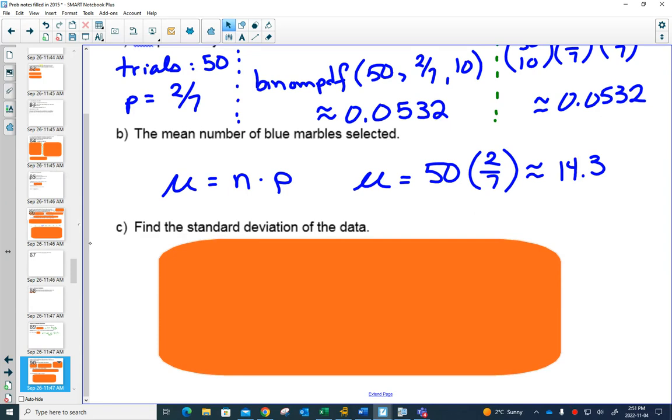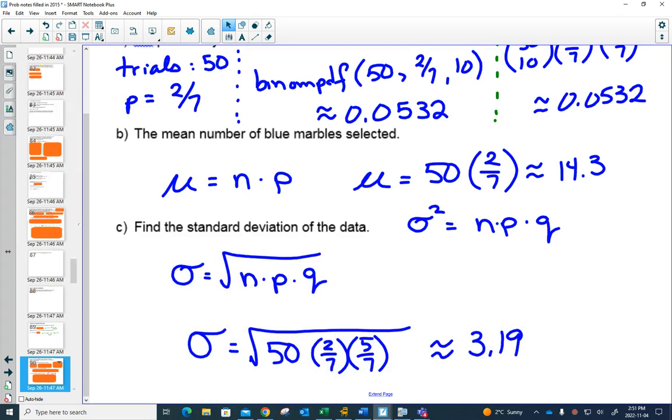This doesn't take long to finish. The standard deviation: do you remember that on our formula sheet we have that the variance is n times p times q? So that would be 50 times 2/7 times 5/7. And then the standard deviation will be 3.19.